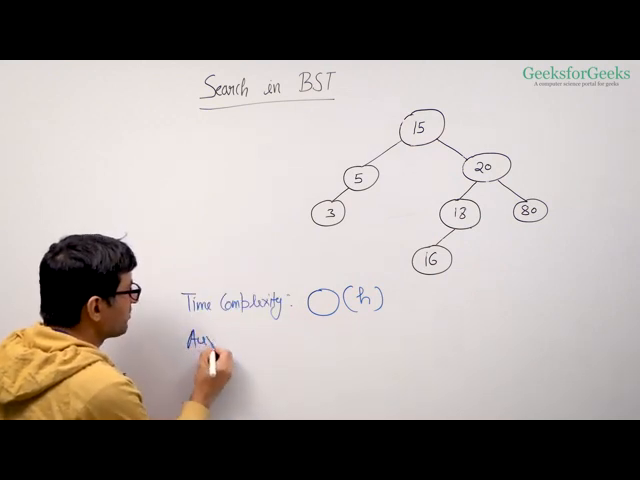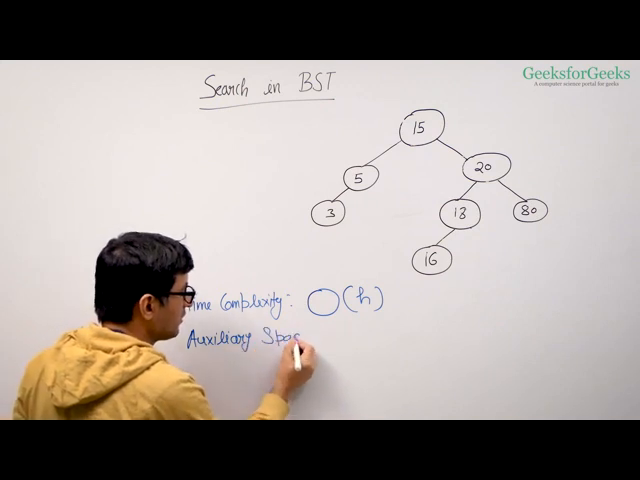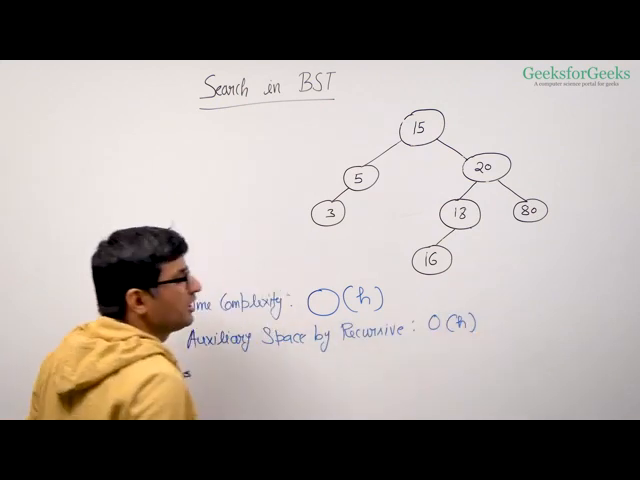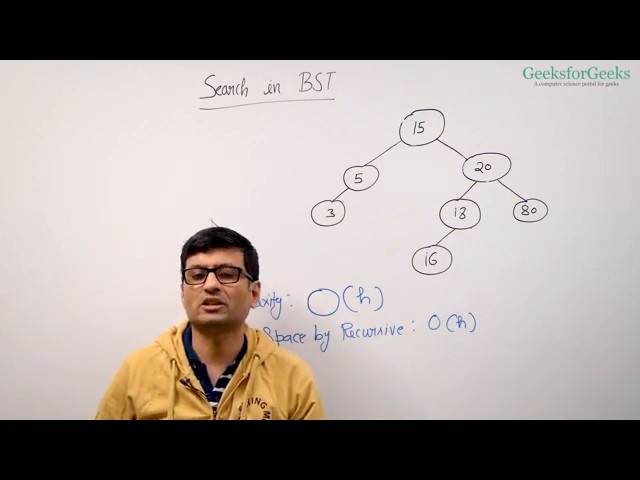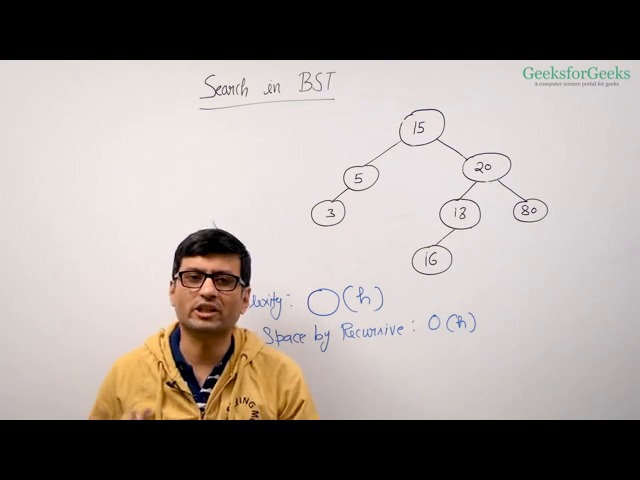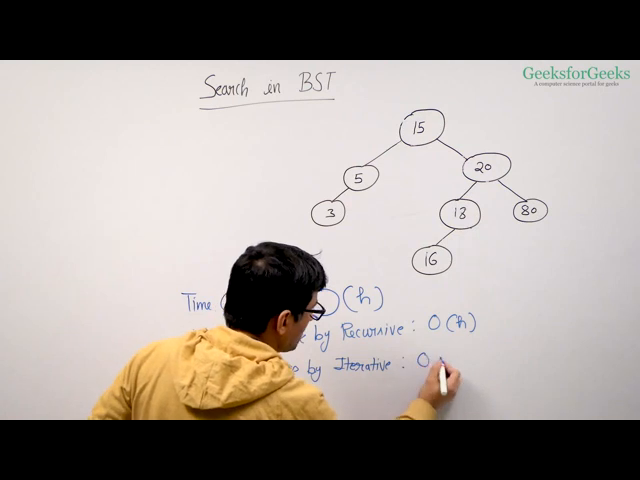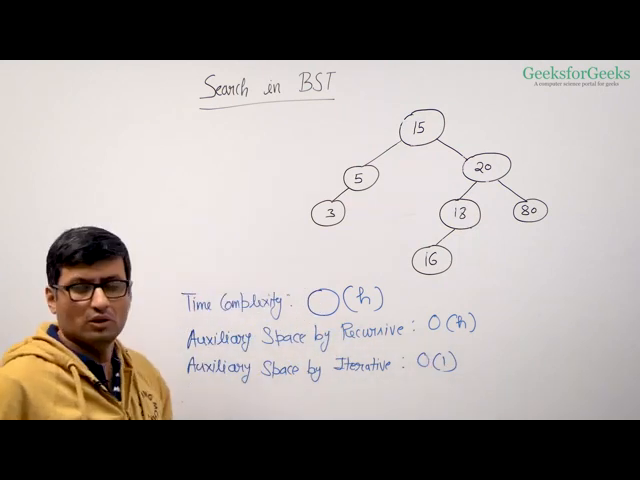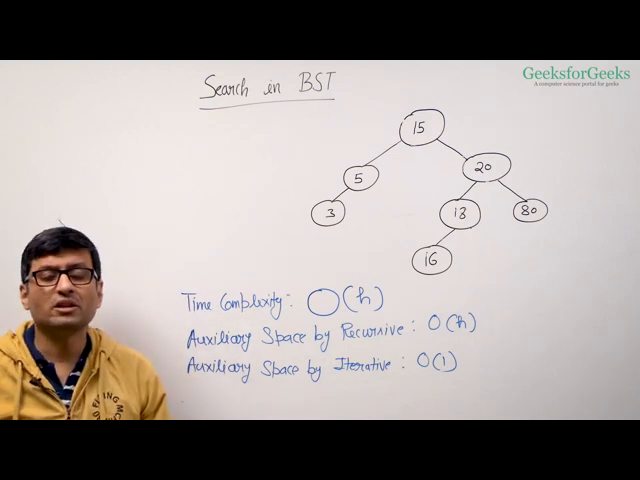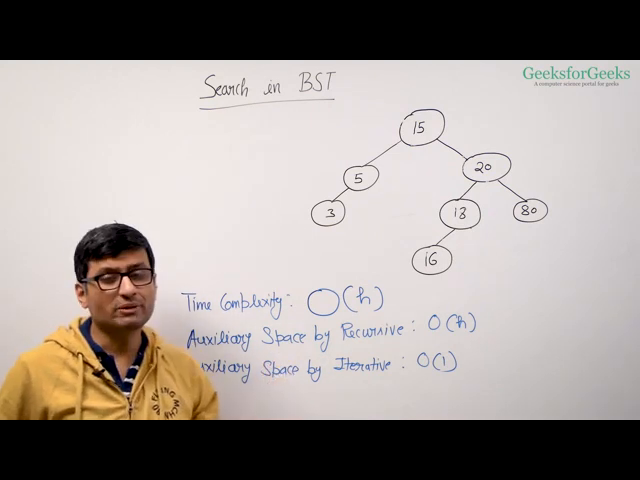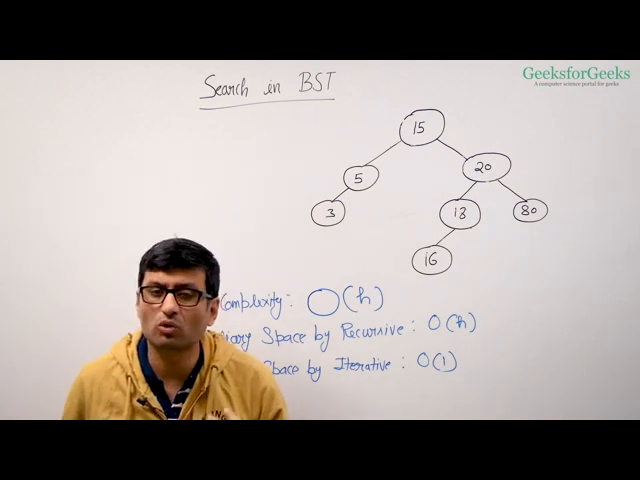And how much auxiliary space is required by the iterative implementation? The iterative implementation does not require any auxiliary space. It works in constant auxiliary space because it's simply running a loop. So obviously, the iterative implementation is better than the recursive implementation because it does not require auxiliary space. Also, it does not involve extra function call overhead.